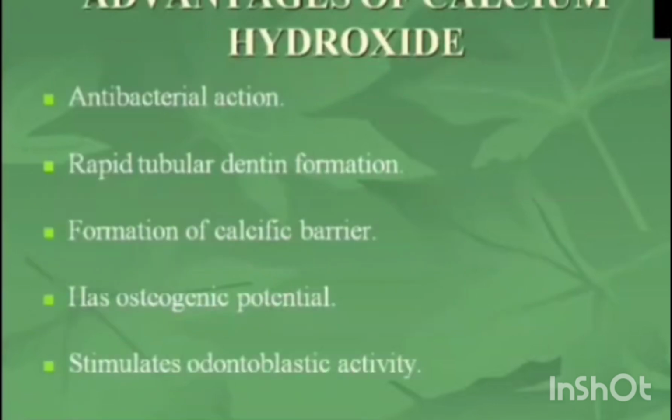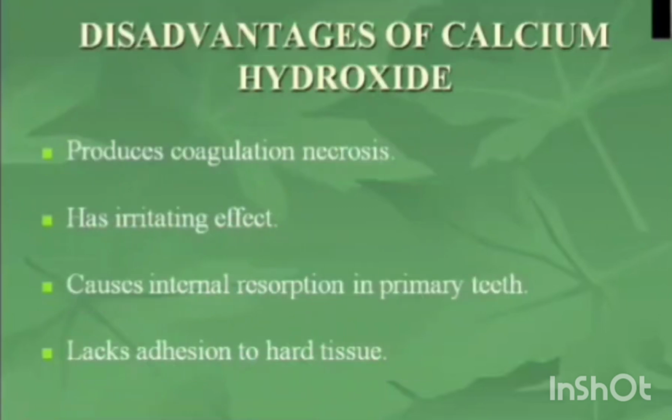What are the advantages of calcium hydroxide? It is antibacterial in action. Rapid tubular dentine formation takes place. Formation of a calcific barrier occurs. It has osteogenic potential and stimulates odontoblastic activity. What are the disadvantages of calcium hydroxide? It produces coagulation necrosis, has irritating effects, causes internal resorption in primary teeth, and lacks adhesion to hard tissue.